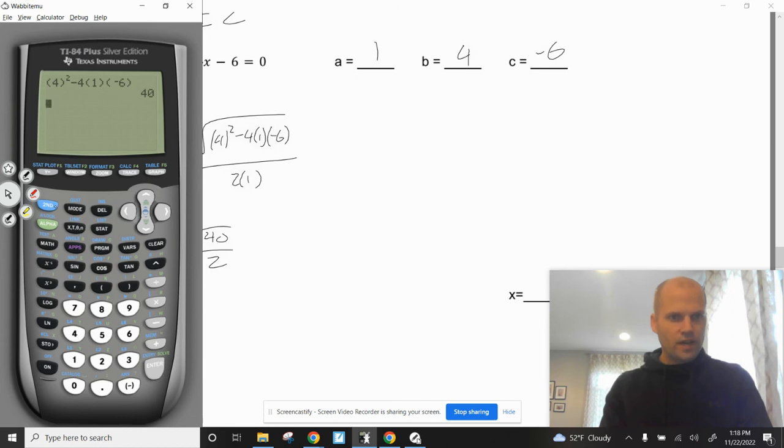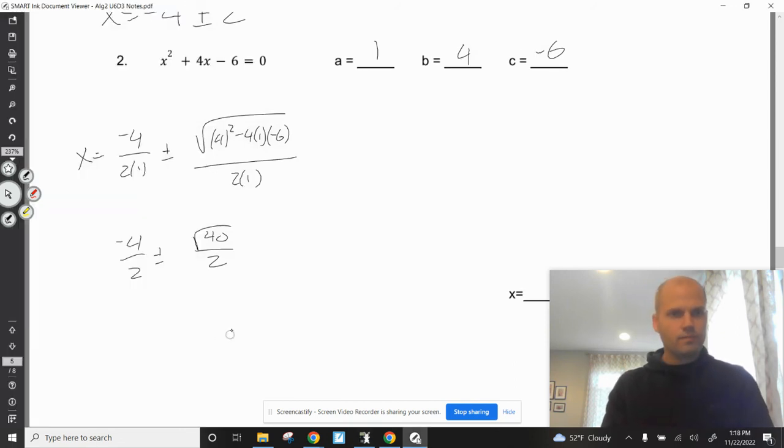Square root of 40 is not a nice number. It's the first thing I check. The second thing I check is whether any perfect squares go into it. 16 doesn't work, 9 doesn't work, 4 works. We did this earlier. 4 times 10 is 40. So I get negative 4 over 2 plus or minus root 4 root 10 over 2.